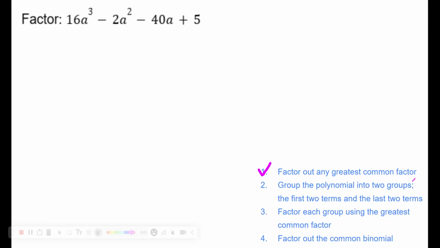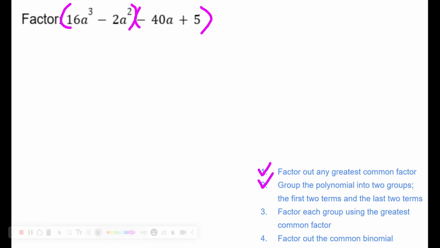Now we're going to group the polynomial into two groups. What that looks like here is 16a cubed minus 2a squared, and negative 40a plus 5. So I have taken the first two terms and grouped them, and I've taken the last two terms and grouped them. Good. Check off number 2.